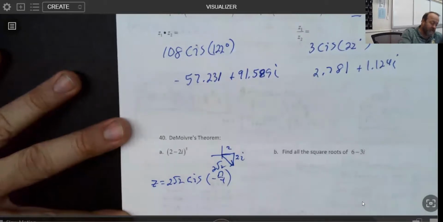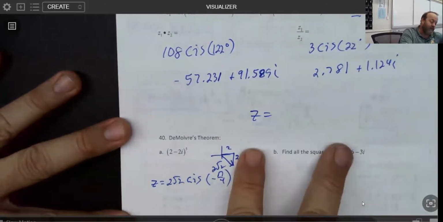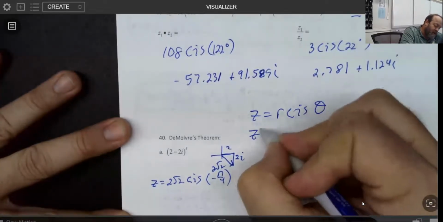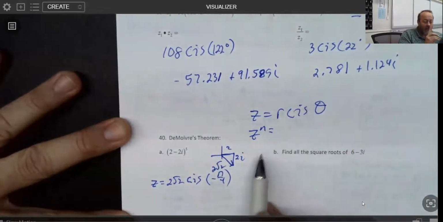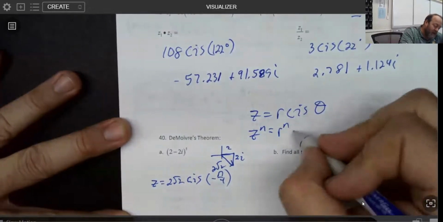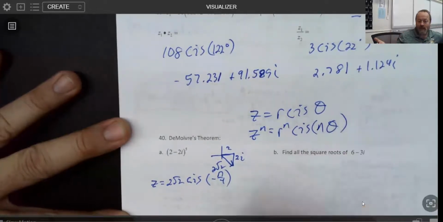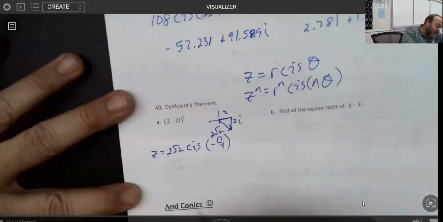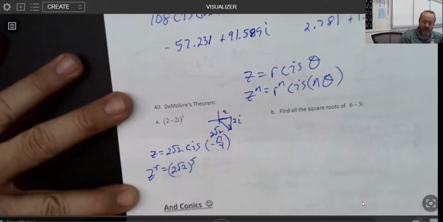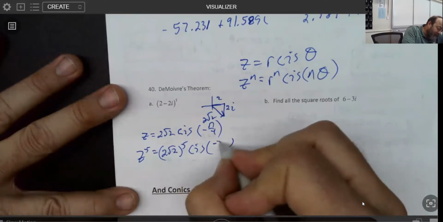Now, De Moivre's theorem says, and that's what I'm going to do for both of these problems down here, if you ever have a problem in this form, all you have to do to raise it to an exponent of any kind is take the radius to that exponent and then multiply the angle you had by that particular exponent. So in this case, we're taking z to the 5th. That means take our modulus to the 5th, and then take that angle and multiply it by 5.